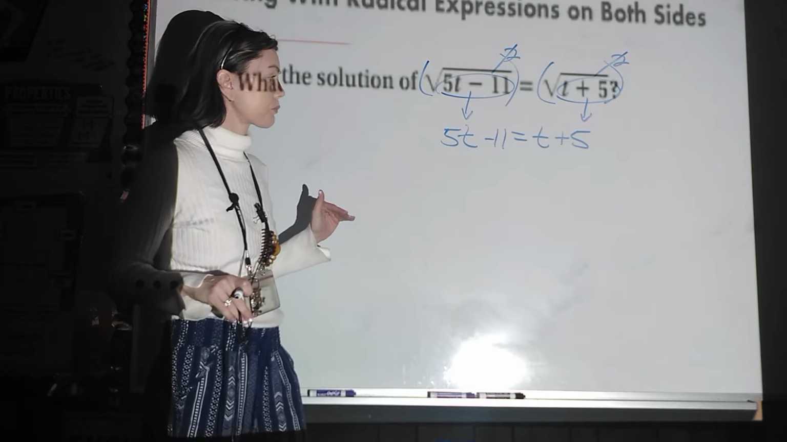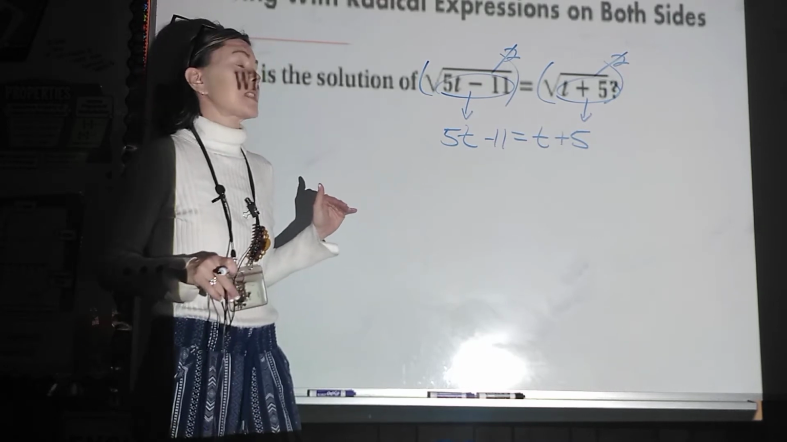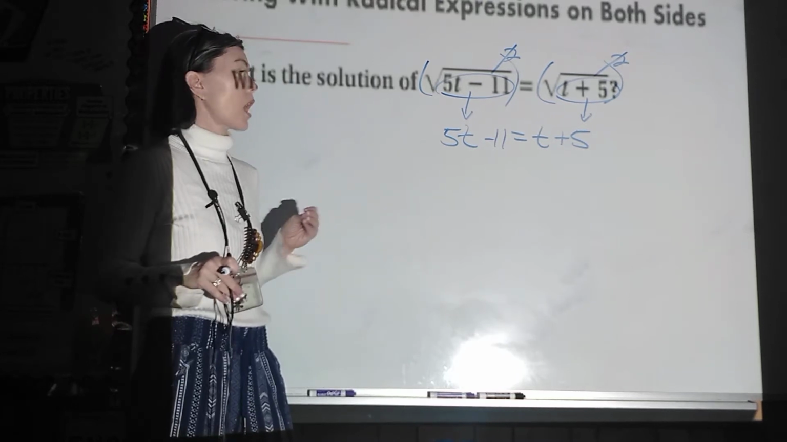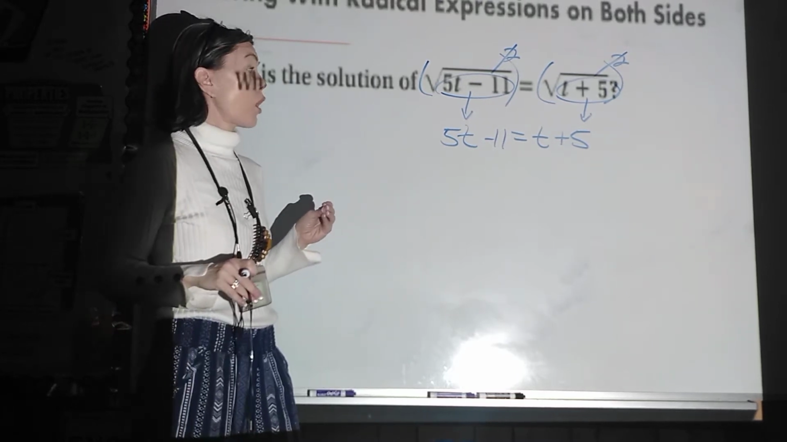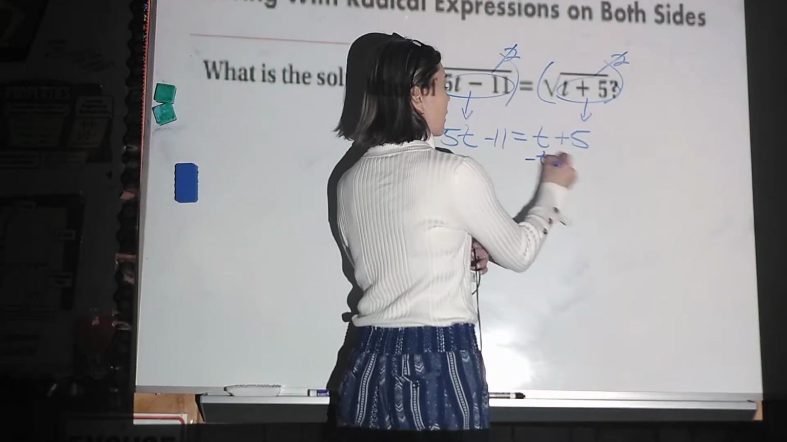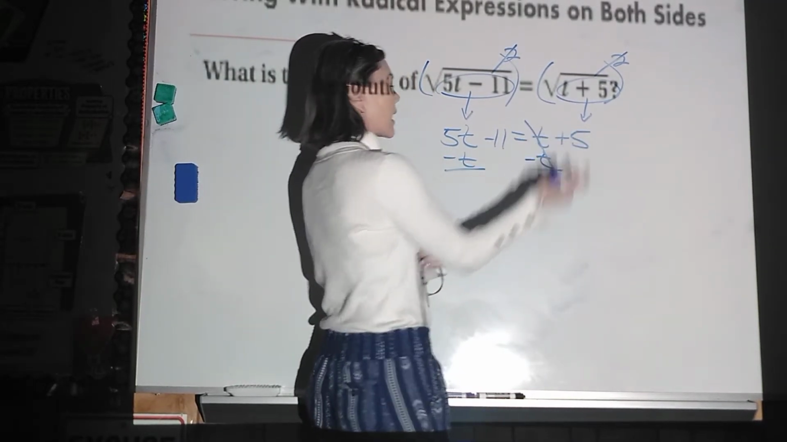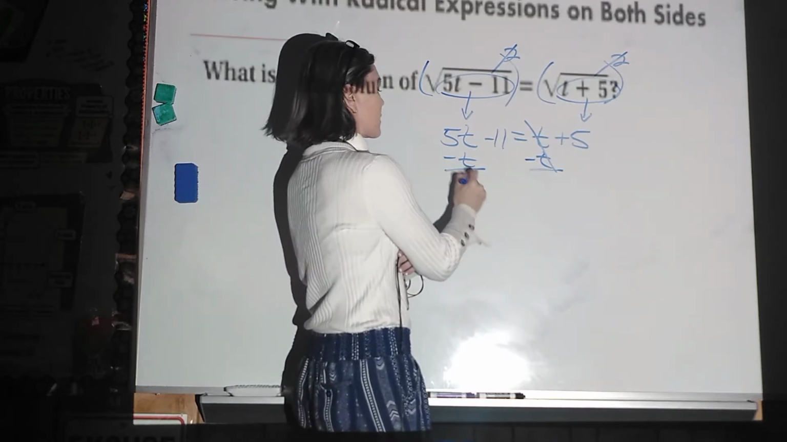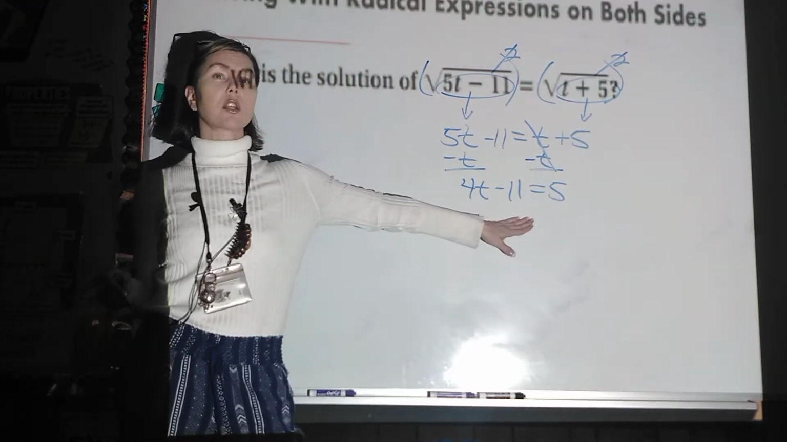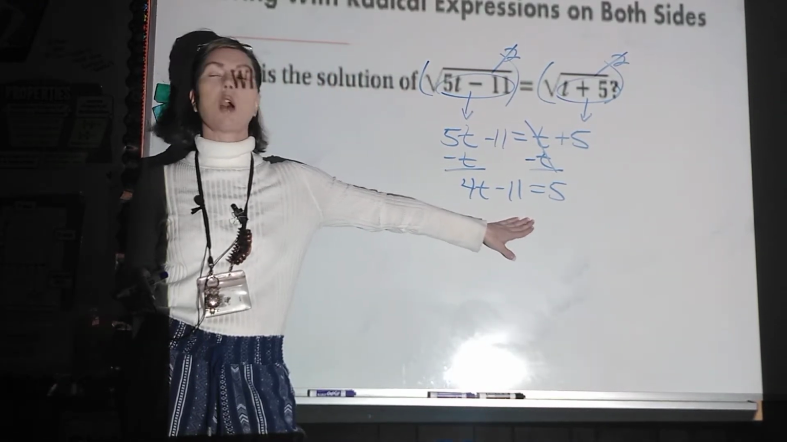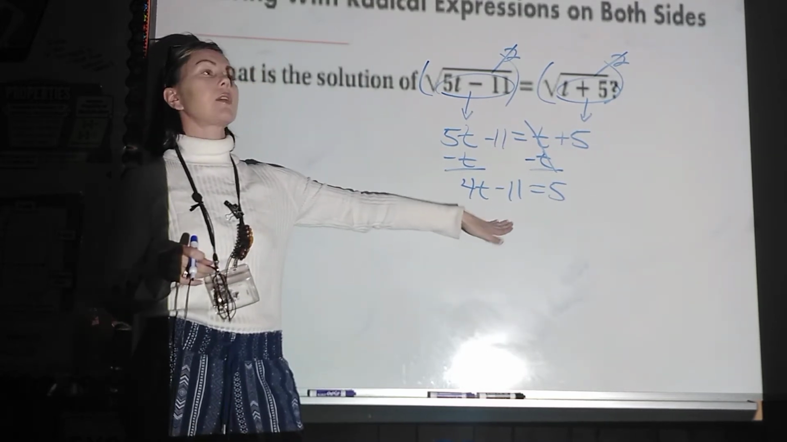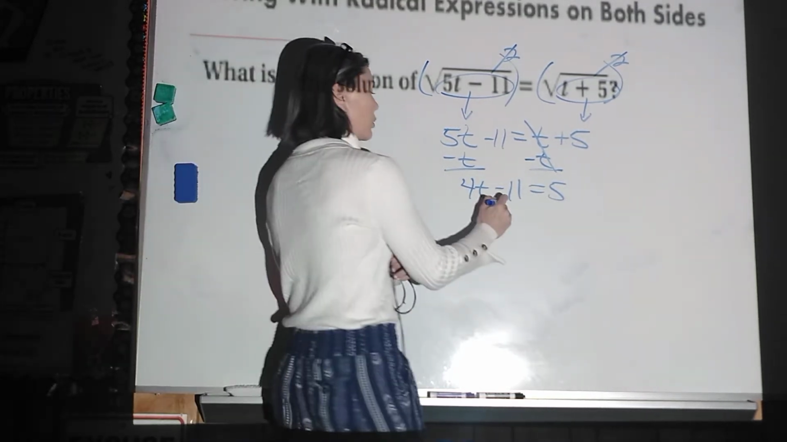Okay? But what have we said since the first week of school? You cannot have variables on both sides of the equal sign. So we're going to have to move the variable to one side, okay? So we're going to subtract t from both sides. Those cancel. 5 minus 1 is 4t minus 11 equals 5. And now you just have your regular two-step algebraic equation. You know, first week of school. We have to what and then what? Add 11 and divide by 4. Here we go. Do it now.